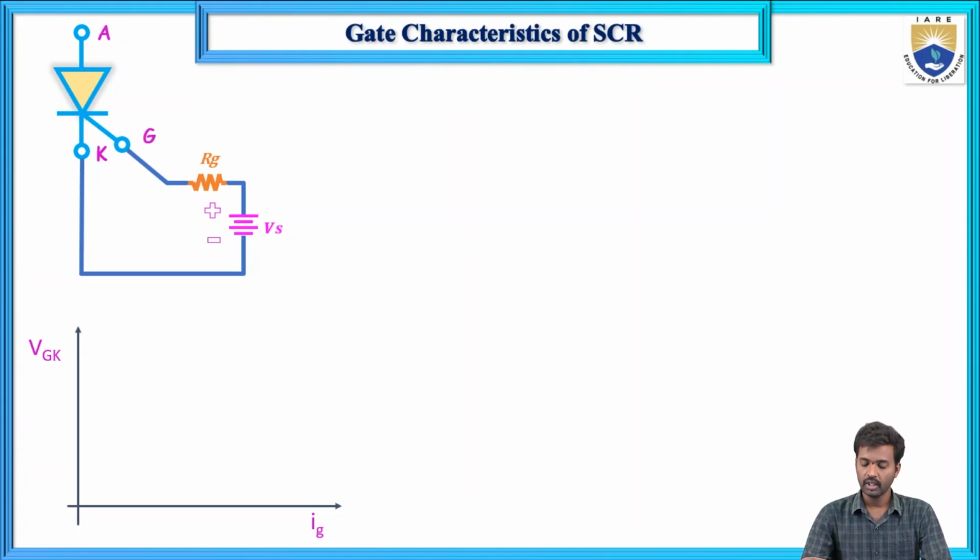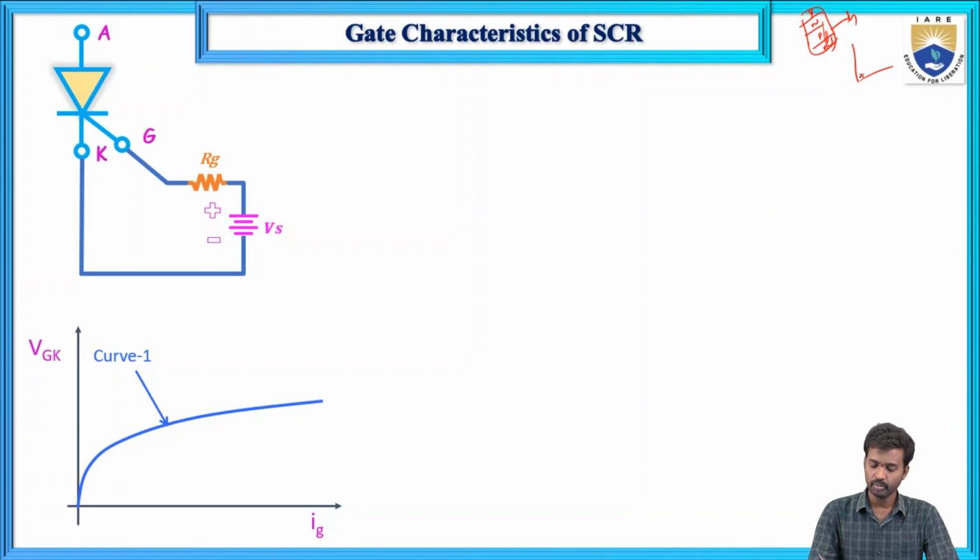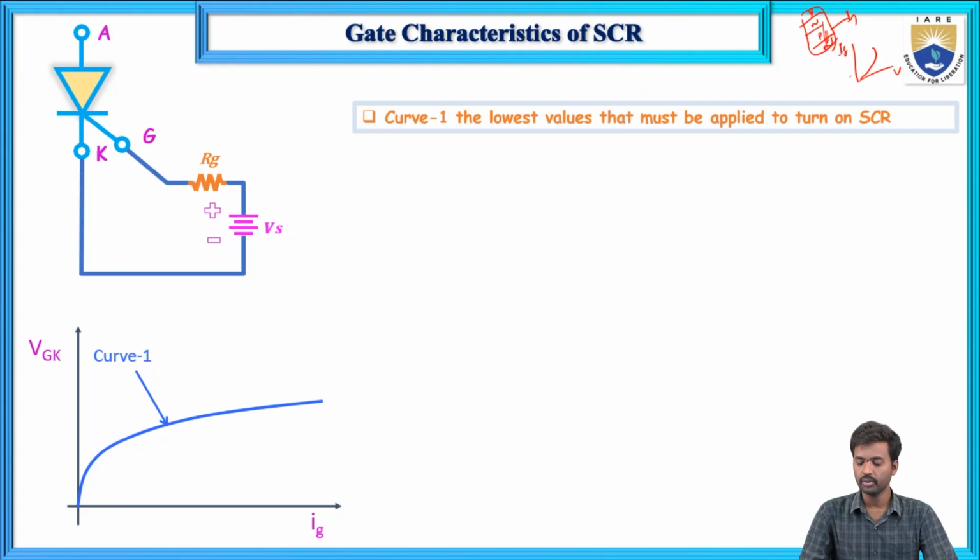In the SCR, the PN junction connected to the gate acts as a gate-cathode junction. It is similar to the forward bias characteristics of a PN junction diode, so the graph should be the same. This is IG and VG. If you draw the voltage-current graph, it is also the same. Here, curve 1 gives the lowest values that must be applied to turn on the SCR.